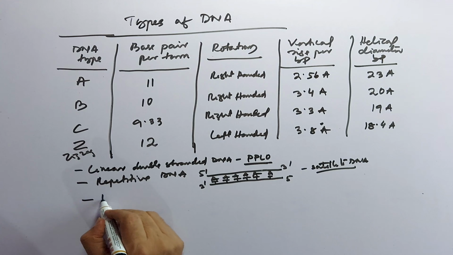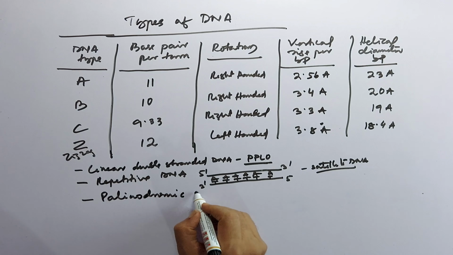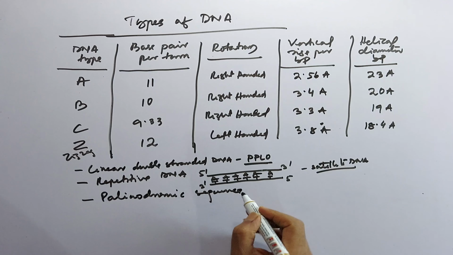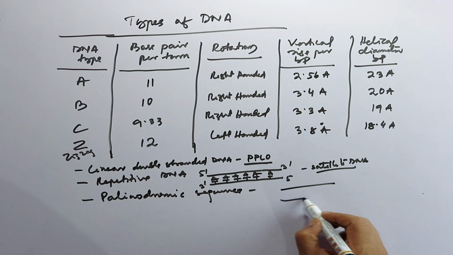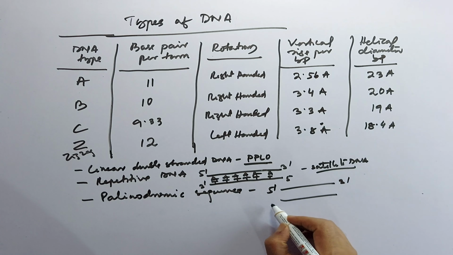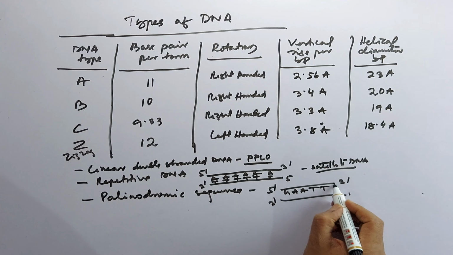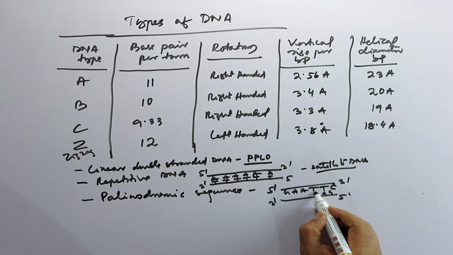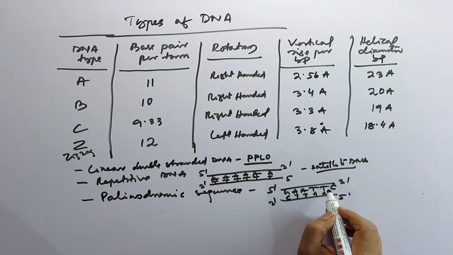And another is the palindromic sequence, which we will discuss in detail in biotechnology also. Here there is a mirror image: 5 prime, 3 prime, 3 prime, 5 prime, GAATTC. So this is GAATTC. In this way you read, and in reverse it is the same, a mirror image, and that is called a palindromic sequence.